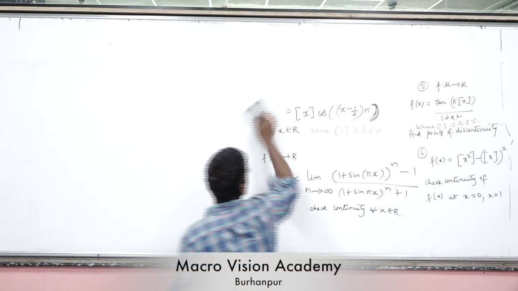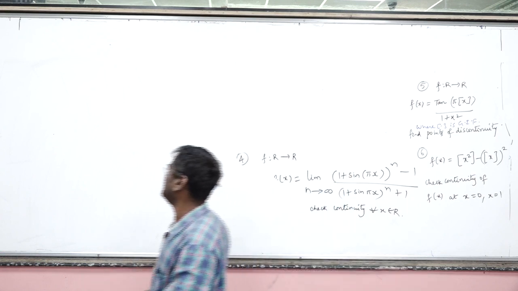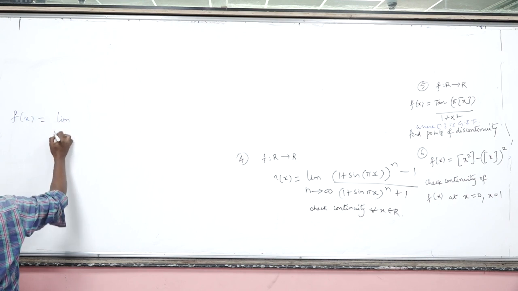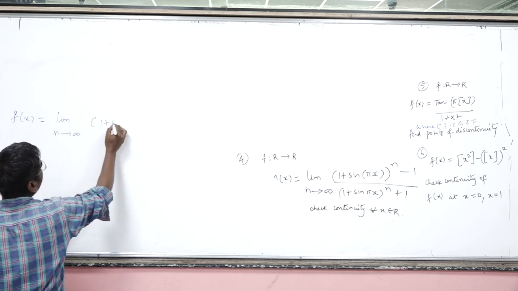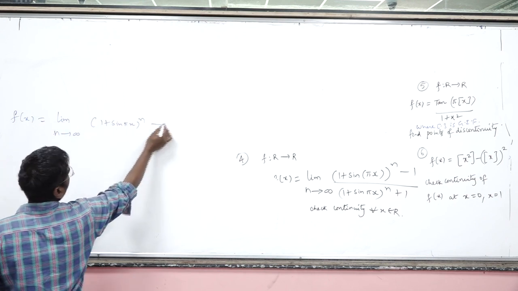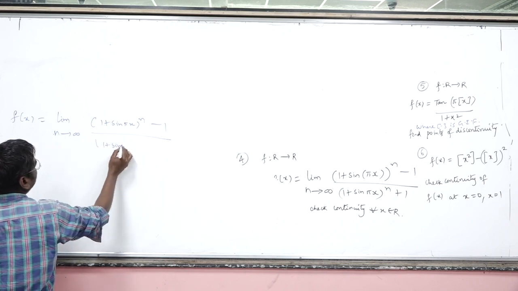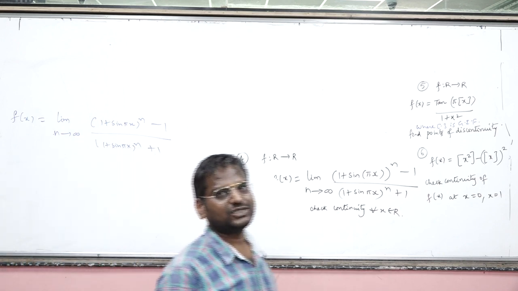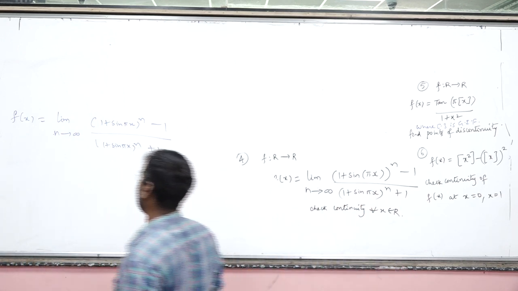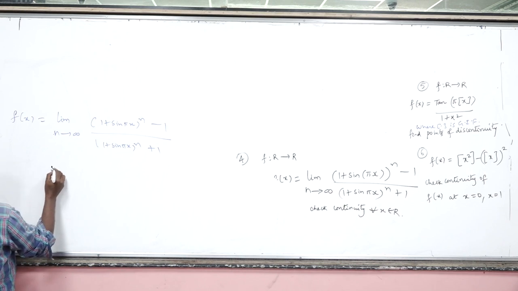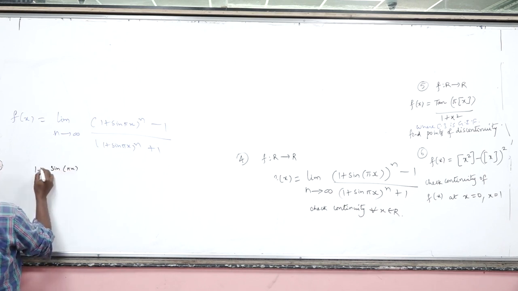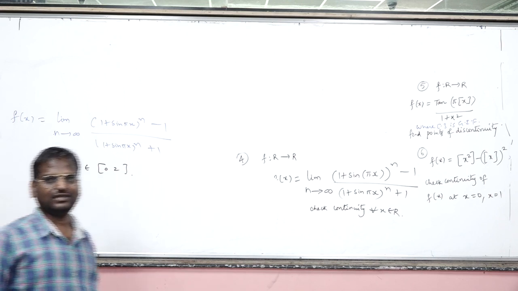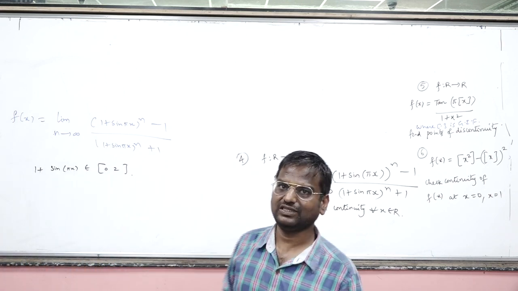Question number 4. A similar question we discussed yesterday. So this is a piecewise defined function. We will try to see what it is. Limit n tends to infinity of (1 plus sin pi x) power n by (1 plus sin pi x) power n plus 1. As you know, when x belongs to R, not integer, sin pi x belongs to minus 1 to 1. So 1 plus this belongs to 0 to 2. So it can be 0, it can be 1 or more than 1.